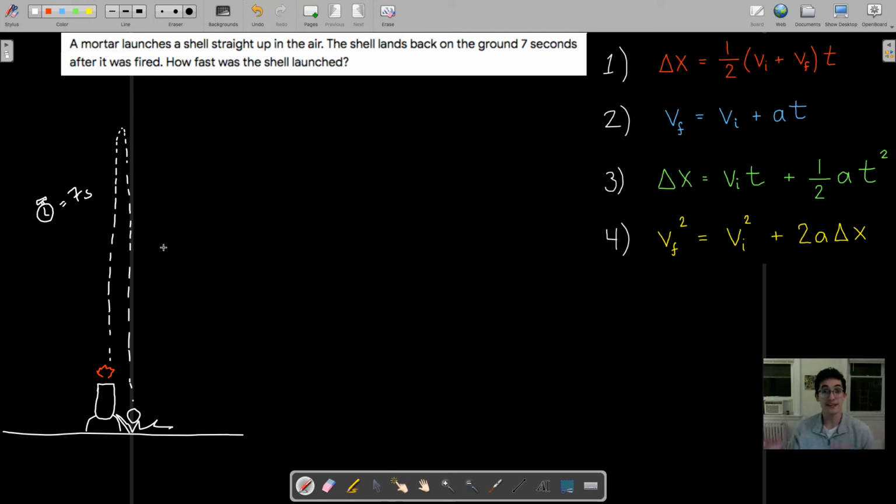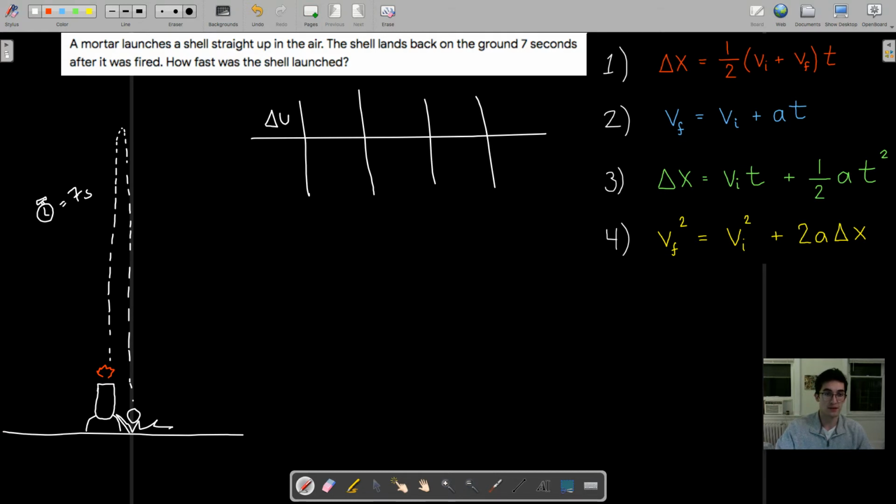Now the next step is to set up our givens and unknowns. So let's draw our table that we like to use for organizing our variables, right? So first we have displacement. You can use delta x or delta y. I'll use delta y since we're working vertical. We have initial velocity, we have final velocity, we have acceleration, and we have time.